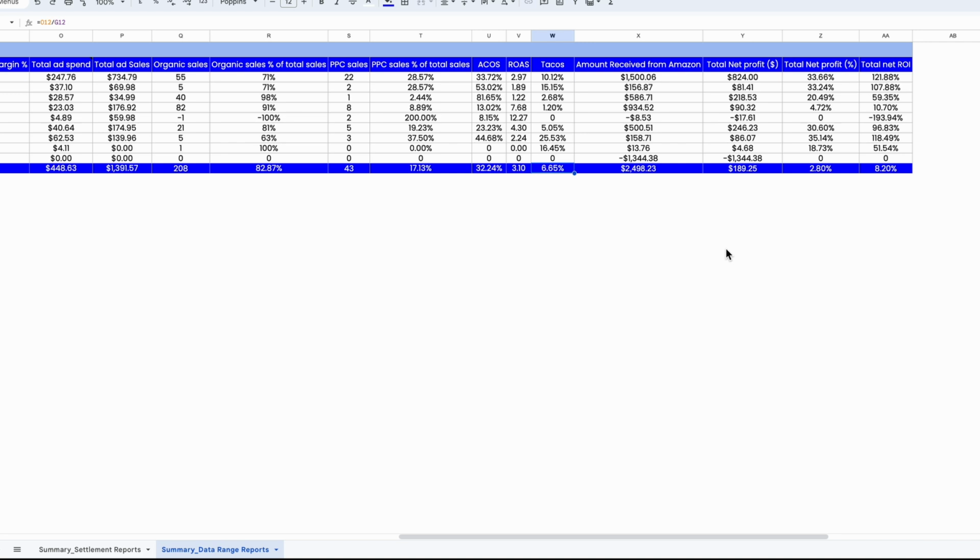With that context, in this case, while it looks great so far, you have a TACoS of 6.65%. You can see the total money that you receive from Amazon is close to $2,498, isn't it? And if you look at the net profit for this particular business, you have a net profit of just $189 in the month of August, which is around 2.8%. It means your net return on investment is around 8.2%. Why is it so low?